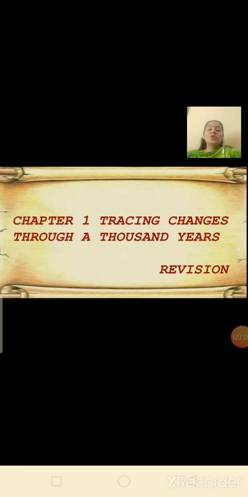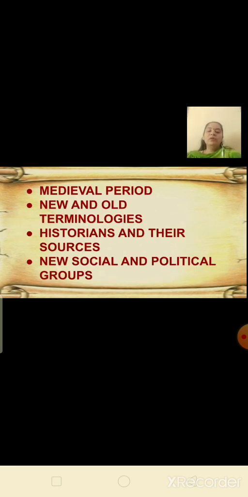Welcome to our revision class of Standard 7, first chapter, that is Tracing Changes Through 1,000 Years. Now, children, we will first refresh the content which we already have covered during our explanation class. But before we start, please take your notepads and pens so that you can jot down the important points in this chapter.